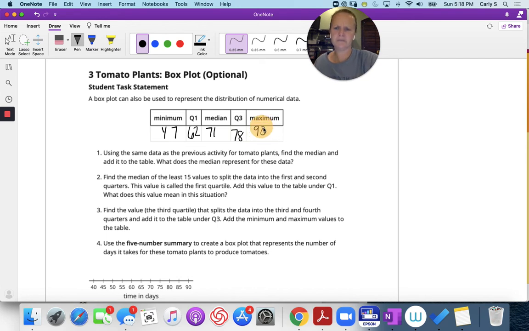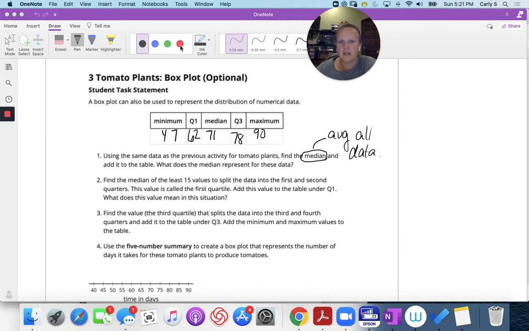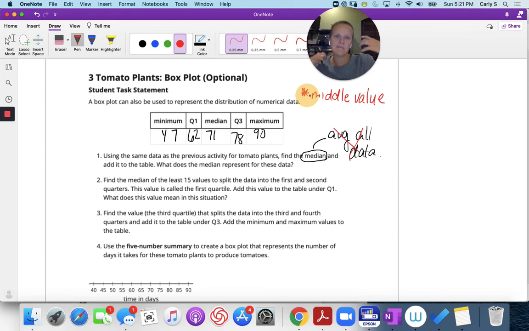What do all these things mean? All right. The median is the average of all the data. Okay, I just double checked something, and I don't want you to write this down wrong. It's the middle value. So it's the middle value of the data. Okay, so if we ordered all the data from lowest to highest, it's the middle one.